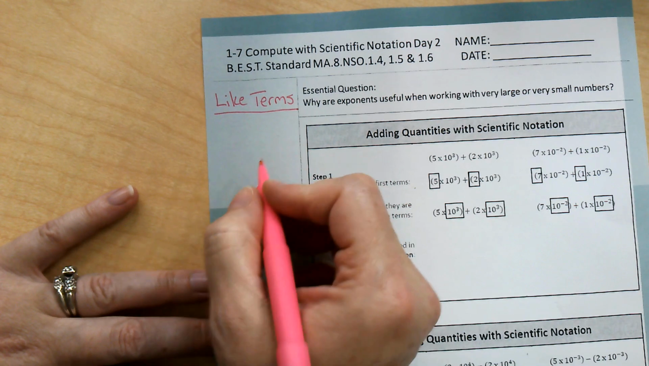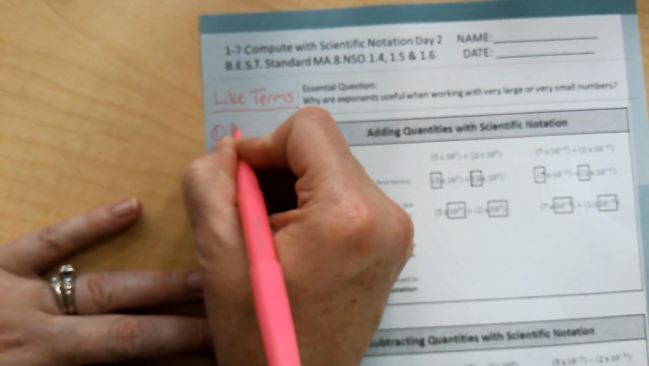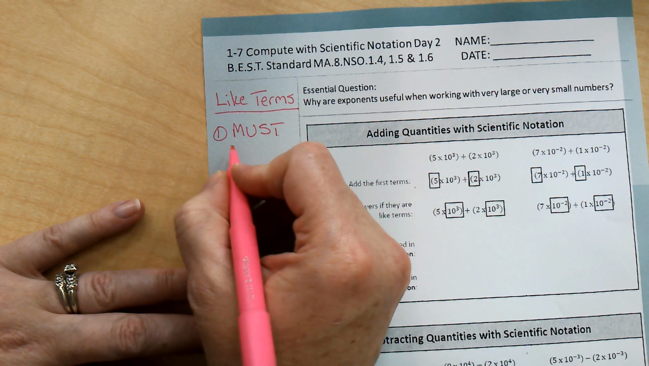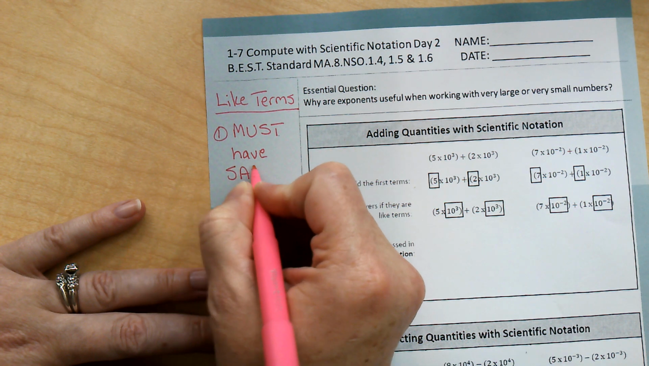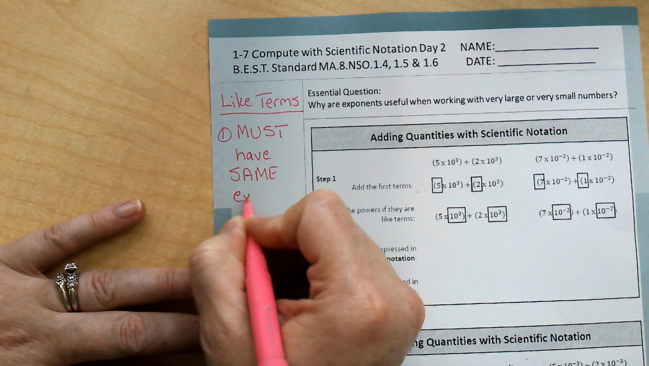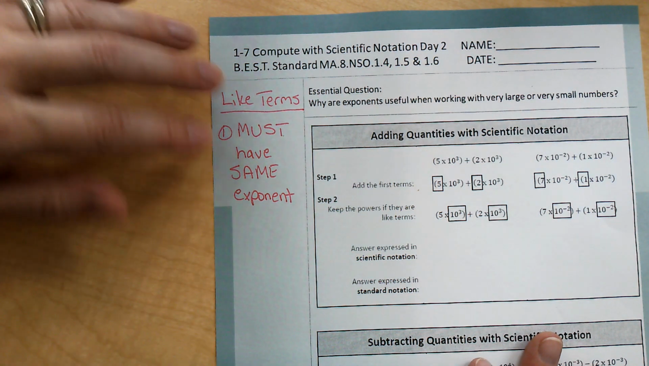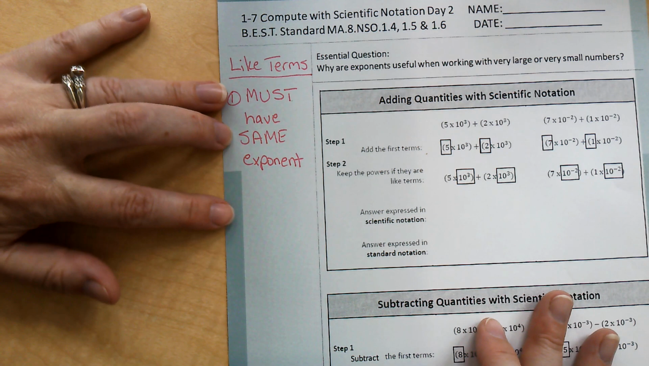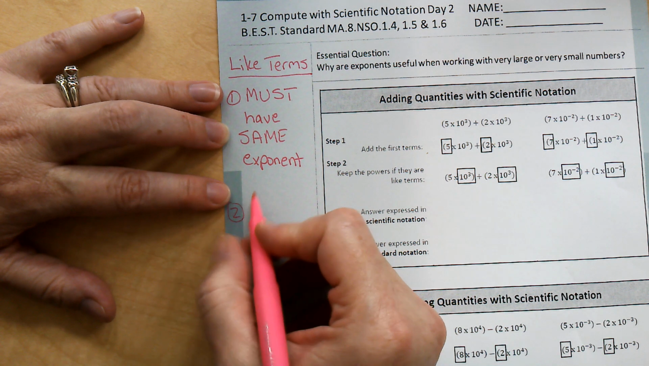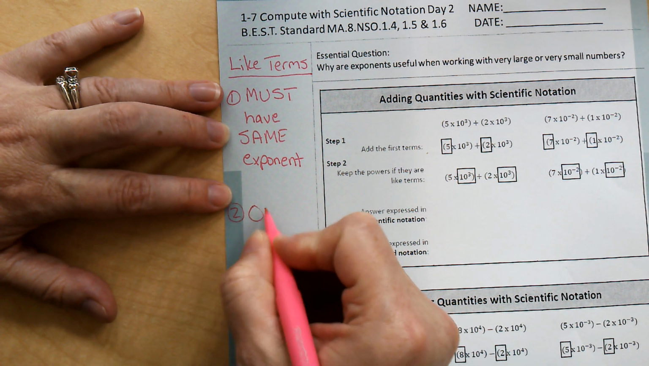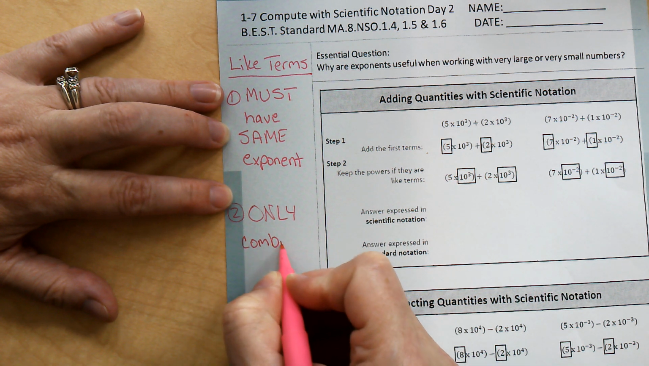All right, like terms. Scientific notation must have the same exponent. Okay, so you must have the same exponent for them to be like terms. And 2. In math, not just in scientific notation, you can only combine like terms, which means adding or subtracting.